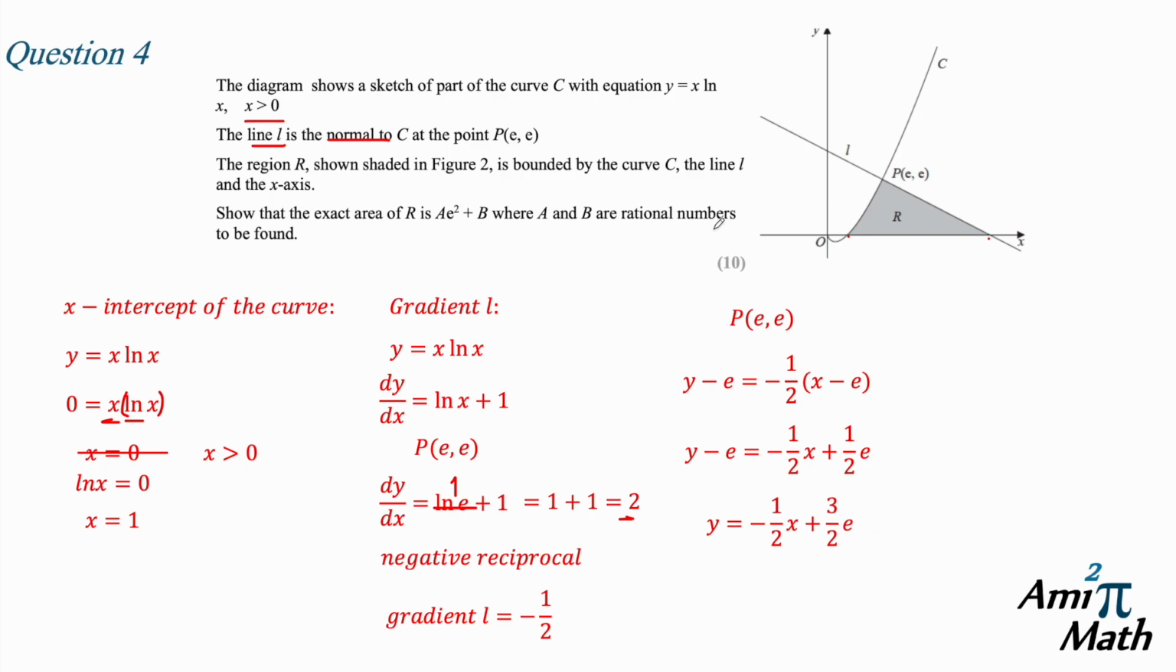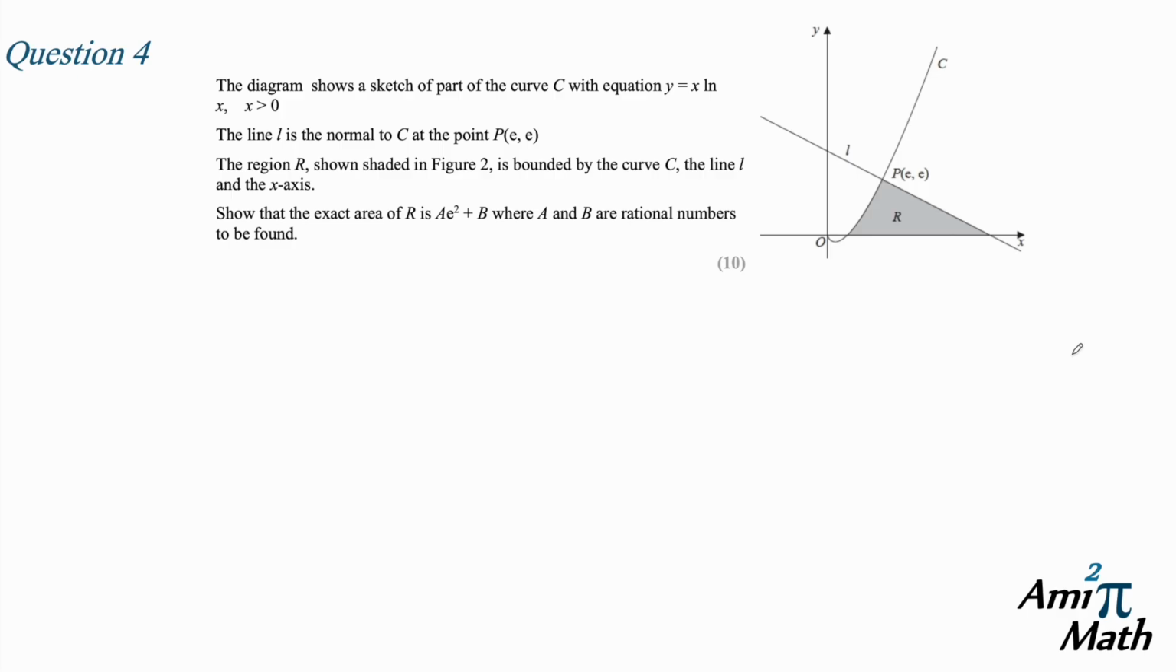Okay, so now we've got our equation for the line and we're going to work out the x-intercept. The x-intercept of L is when y equals 0, so we put this as 0. 0 equals minus half x plus 3 over 2 e. Half x equals 3 over 2 e, and then we can multiply each side by 2, and we get x on its own, which is 3e. Okay, so using this information, we now know that this point is 1, and this point is 3e.